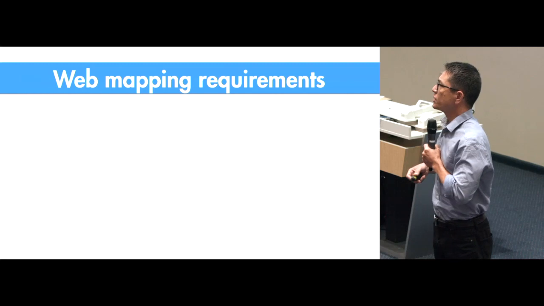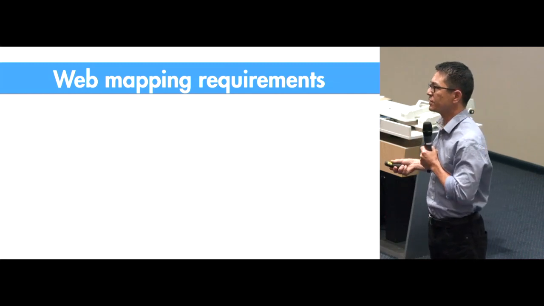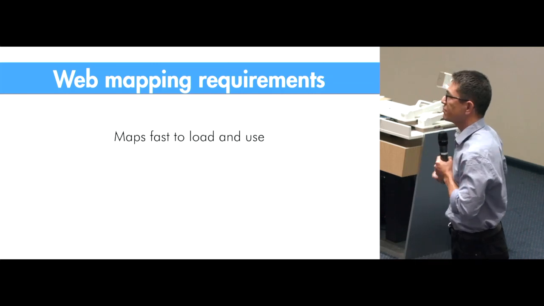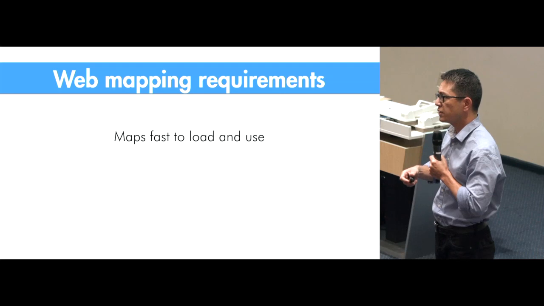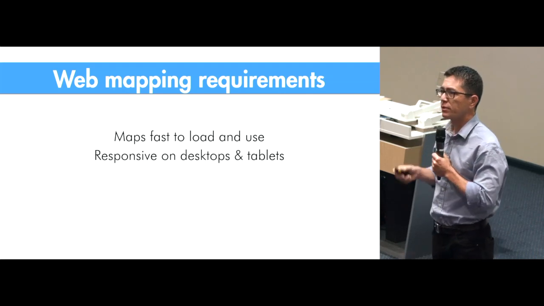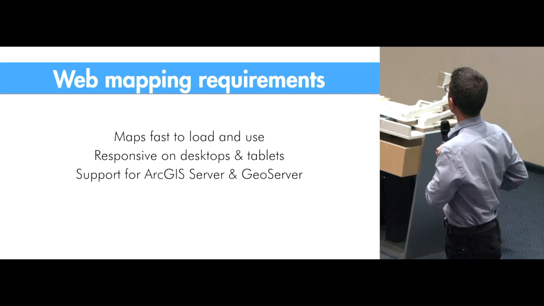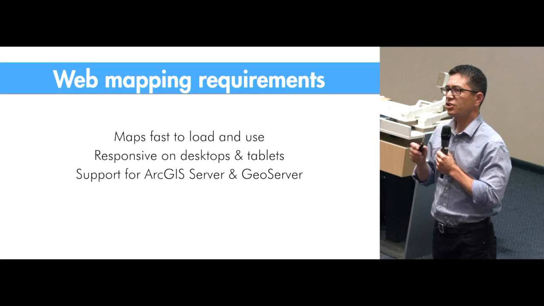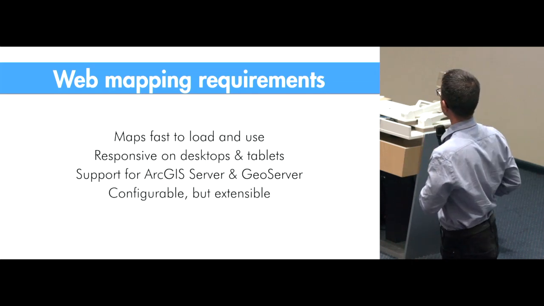So what we wanted to do was revamp the web mapping that they were using in that team, and the requirements were fairly simple. They wanted the maps to be fast to load. Some of those older maps were quite slow to load. They wanted the maps to load quickly and work quickly. They had to work on desktop, tablet, mobile, any kind of size of device. They're using a variety of ArcGIS Server, ArcGIS Online, GeoServer, so all of those needed to be supported.